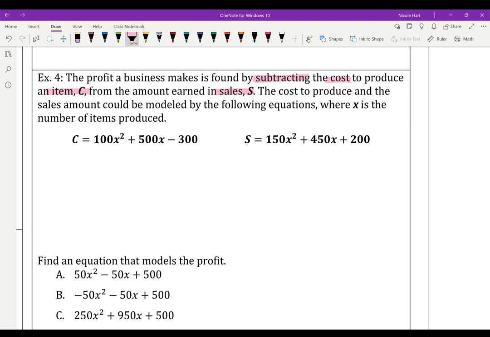And so I just really want to drive home what the first sentence is saying. It's saying the profit is found from subtracting the cost from the amount of sales. So sales are going to be first. Sales should be your bigger number when you're thinking about providing an item for sale. Your sales should be higher than how much it costs to make them. So sales minus the cost is what we're going to be doing. So we're going to take that equation for sales.